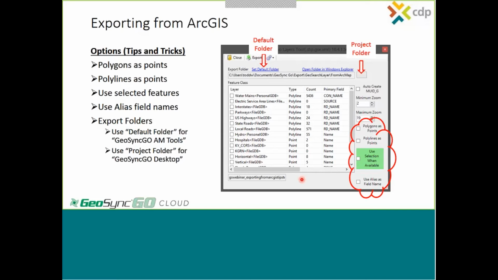One more that is not listed: you can actually utilize hidden field names. If there are fields in your original ArcGIS data that you do not want to publish out to GeoSyncGO, simply hide those fields. If you have fields that are hidden in ArcGIS, when you export that layer, those fields will not be included in the GeoSyncGO layer.